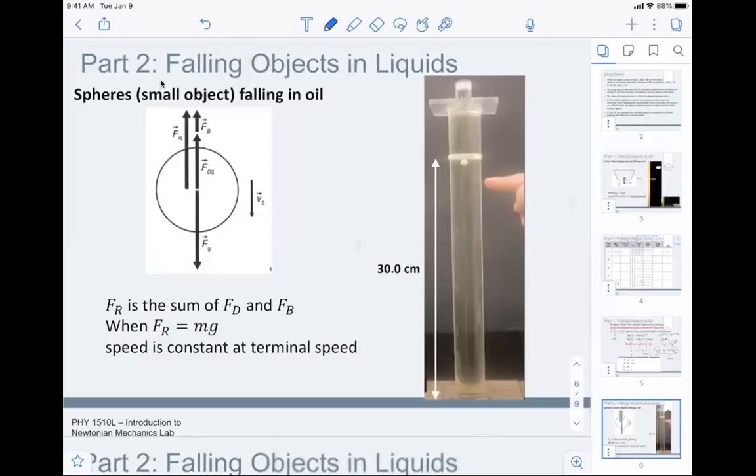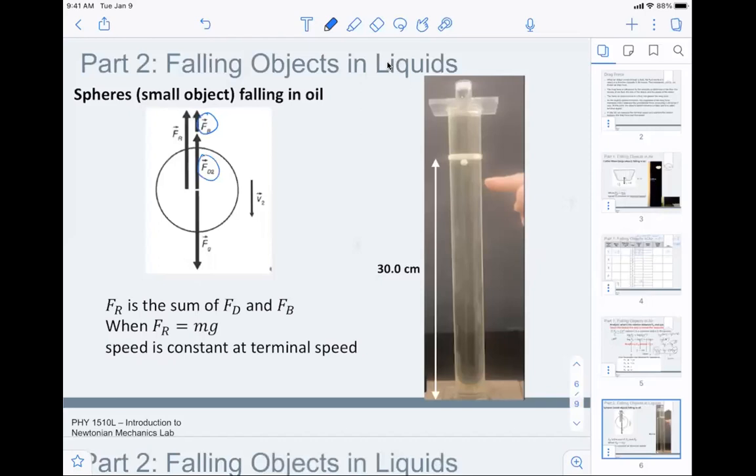The second part is where we drop objects in liquid. Instead of the air, we now have liquid. We have these small spheres that we drop in oil. Now you can see that there are two types of forces pointing upward right now. You have the drag force that we just talked about. We also have another force, the buoyant force, because we know any object you immerse in liquid is going to feel this floating force from the liquid.